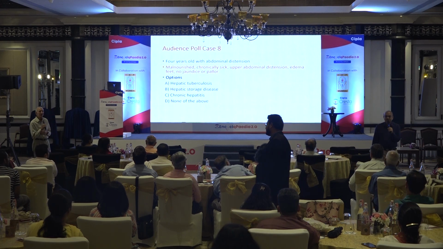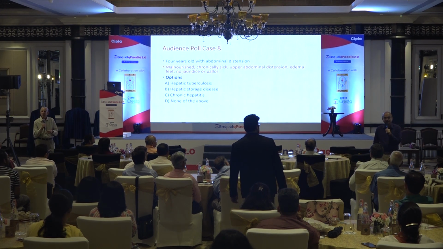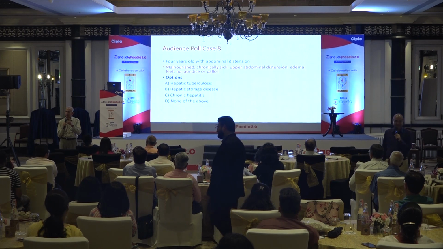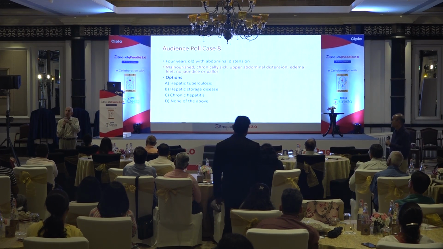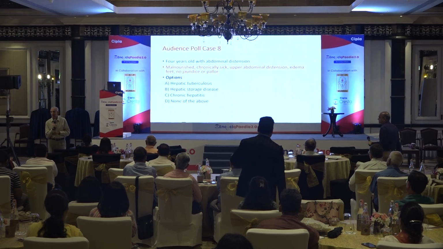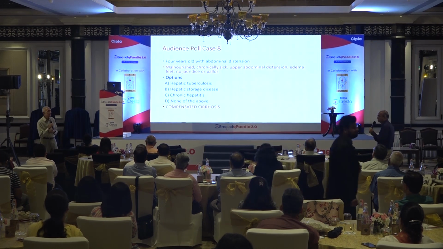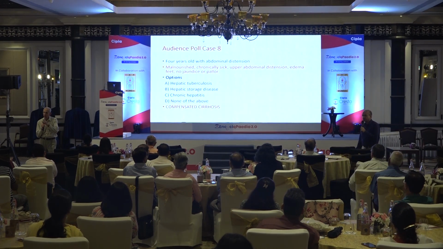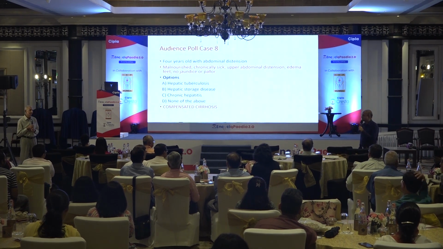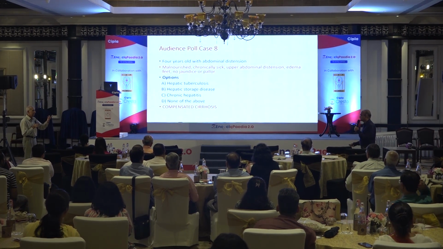So those who answered none of the above, what did you want? So it's a chronic liver disease. It's a hepatocyte disease. So chronic hepatocyte disease without jaundice. Okay, so this is compensated cirrhosis. Chronic liver disease does not always have jaundice. Okay, so that is this.